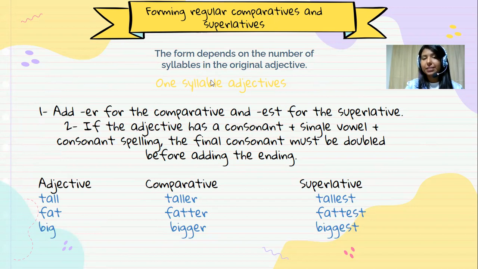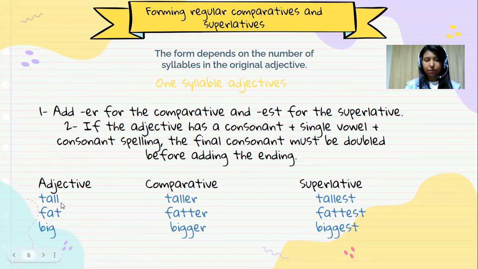The number of syllables will be important. For example, one-syllable adjectives. The first rule is to add -er for the comparative and -est for the superlative, okay? Then we have another rule. For example, let's see this first rule.